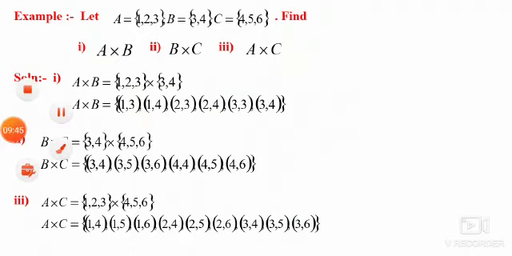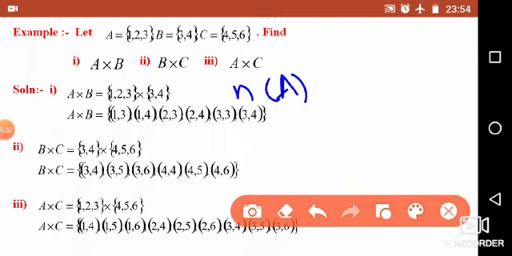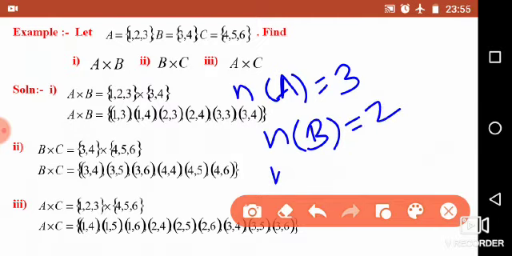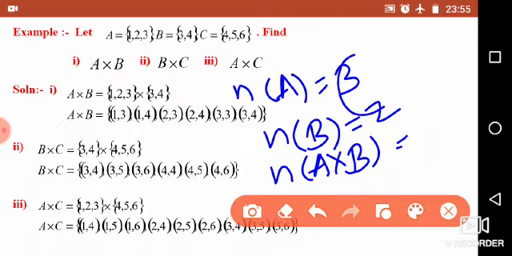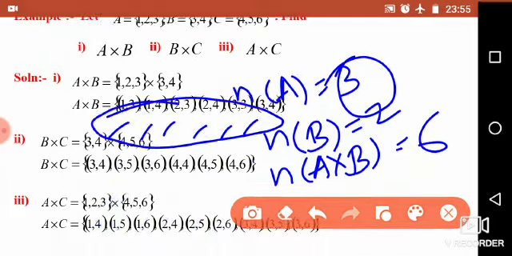Now, in this case, as per the note, we can see that in the first set, n of A is equal to 3, and n of B is equal to 2. Therefore, n of A cross B is always equal to 3 cross 2. That gives 3 twos are 6. Therefore, 1, 2, 3, 4, 5, 6. These are the number of elements in the Cartesian product of the two sets.